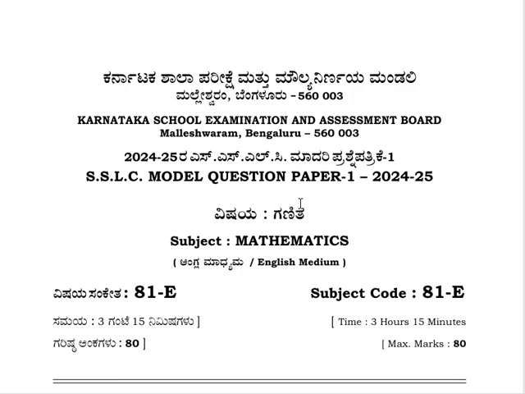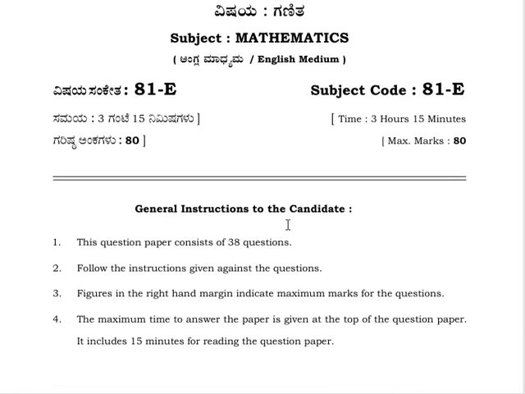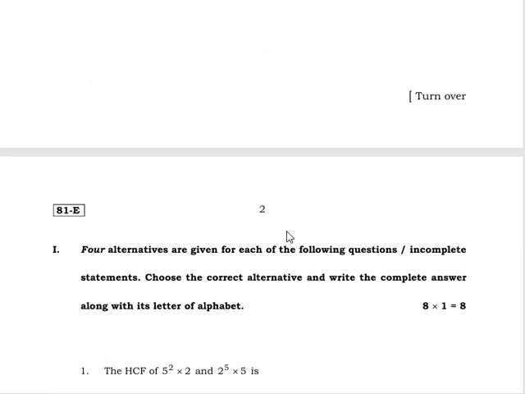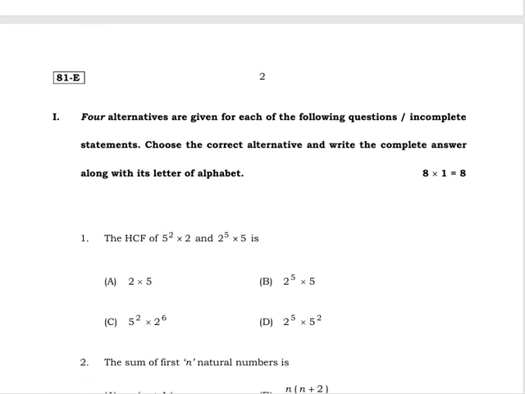Today I am going to explain Karnataka State Board SSLC Maths Model Question Paper 1, 2024-25. In this, the first main you already know, that is choose the correct answer. In this main, four alternatives are given for each of the following questions or incomplete statements. Choose the correct answer alternative and write the complete answer along with its letter of alphabet.